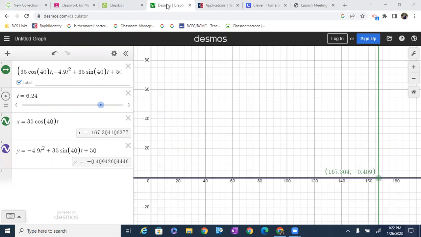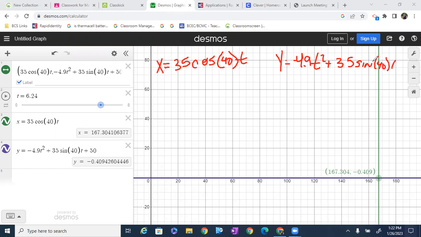So we have to remember that the first equation was x equals 35 cosine of 40t, and y is equal to negative 4.9t squared plus 35 sine 40t plus 50. Okay, so those are our equations. Notice they both have t in common.